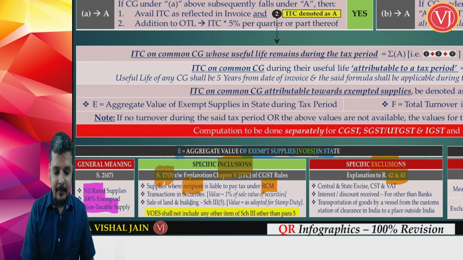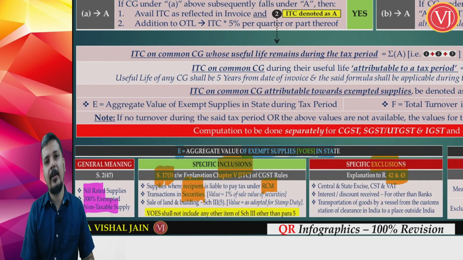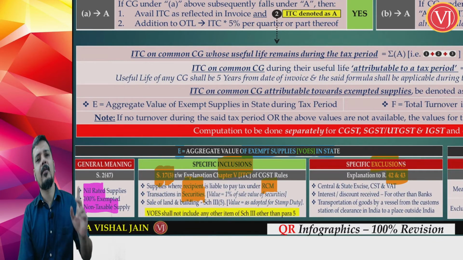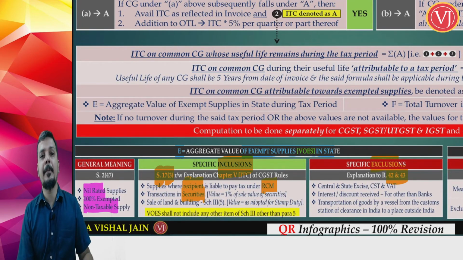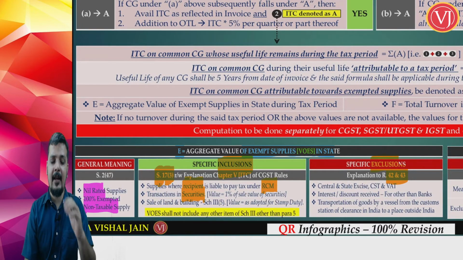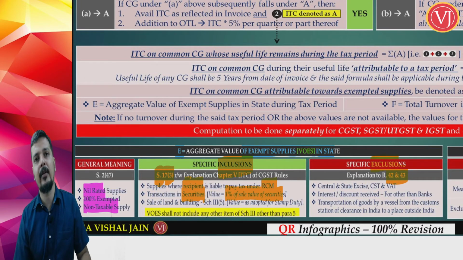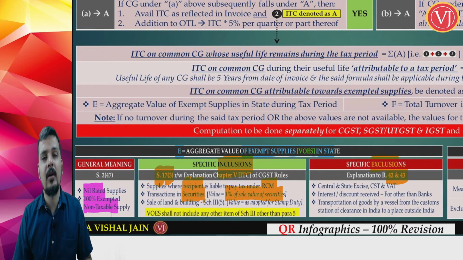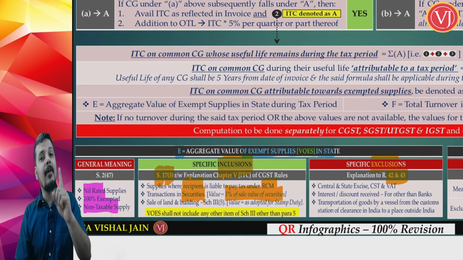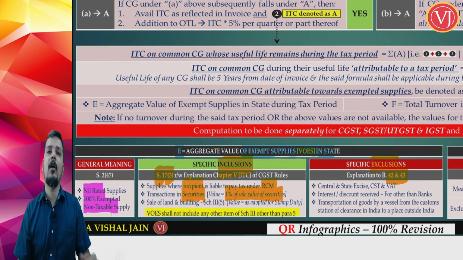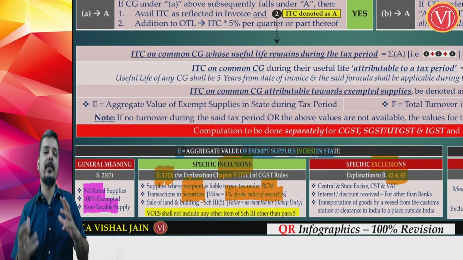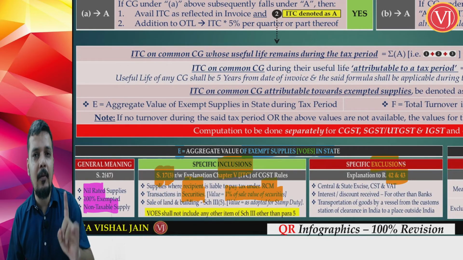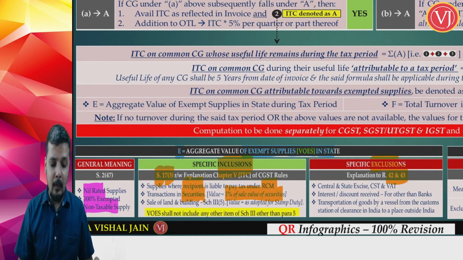And next, transaction in securities. Securities is neither goods nor services, but for the purpose of 42 and 43, value of exempt supplies will include transaction in securities, not the entire value, only 1% of the sale value of securities. So if my sale of securities is 1 crore, value of exempt supplies will not be 1 crore, it will be 1 crore multiplied by 1%, which is 1 lakh.